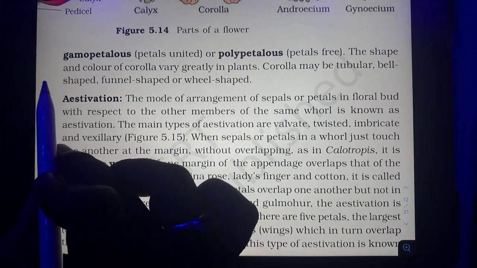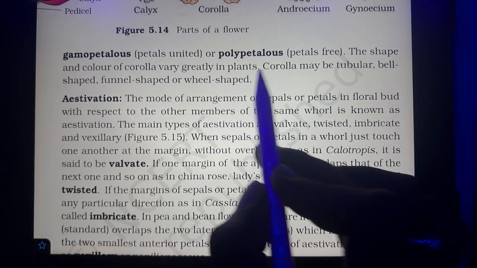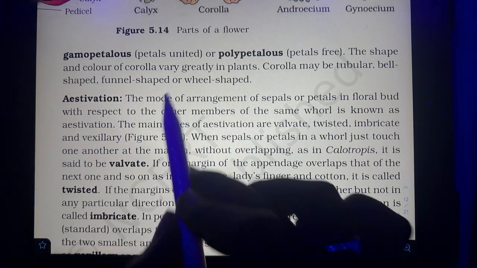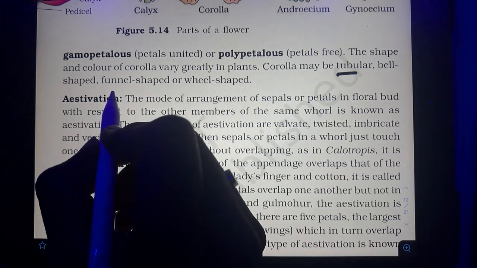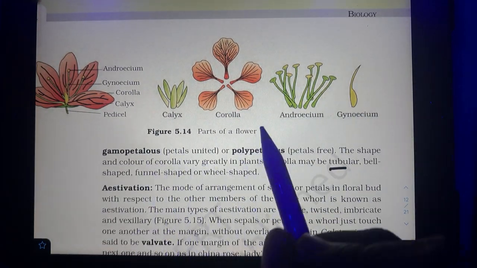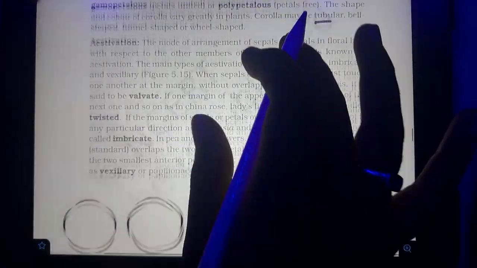The shape and color of the corolla vary greatly in plants. Corolla may be tubular, bell-shaped, funnel-shaped, or wheel-shaped. It can be any shape. You can see the calyx and corolla in the picture, and androecium and gynoecium too.